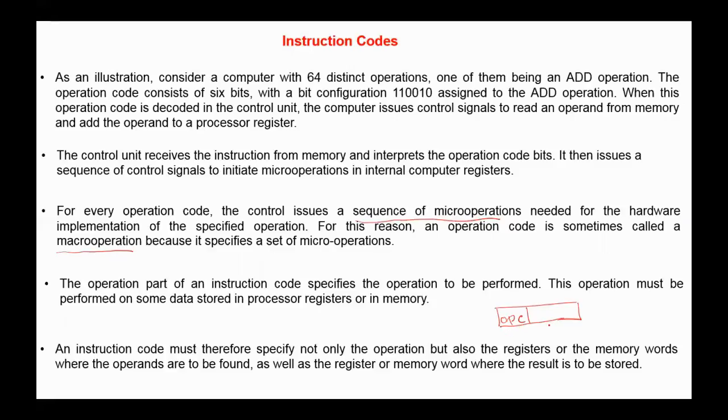This operation must be performed on some data stored in processor registers or in memory. An instruction code must therefore specify not only the operation, but also the registers or the memory words where the operands are to be found, as well as the register or memory location where the result is to be stored. And this is the function of the second part of the instruction, which is the address field.